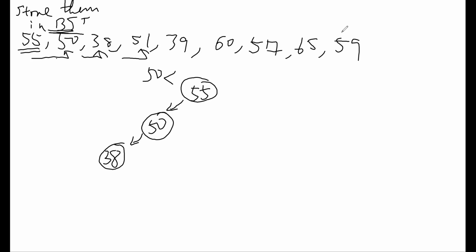At 51, same thing. You start with 55. You compare, it's less, so you know you're going to go to the left branch. And you move to 50. You compare with 50, it's greater than 50, so it should go to the right branch to be stored. So it's stored as 51.